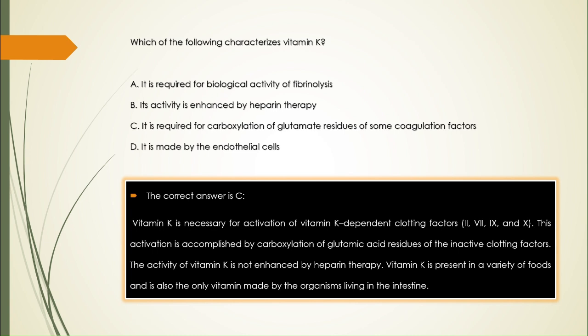The correct answer is C. Vitamin K is necessary for activation of vitamin K-dependent clotting factors 2, 7, 9, and X. This activation is accomplished by carboxylation of glutamic acid residues of the inactive clotting factors. The activity of vitamin K is not enhanced by heparin therapy. Vitamin K is present in a variety of foods and is also the only vitamin made by the organisms living in the intestine.